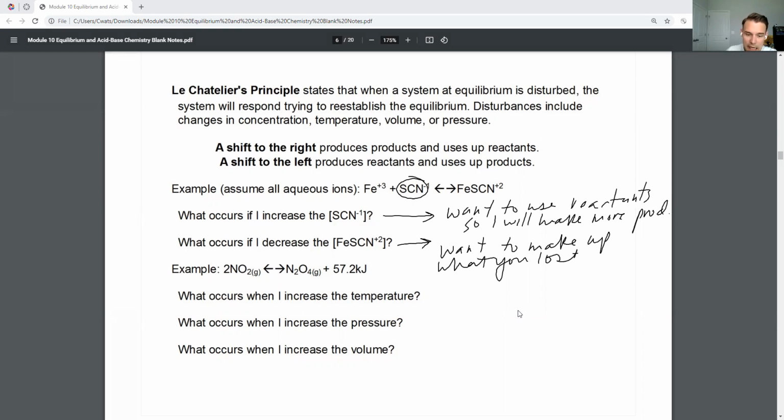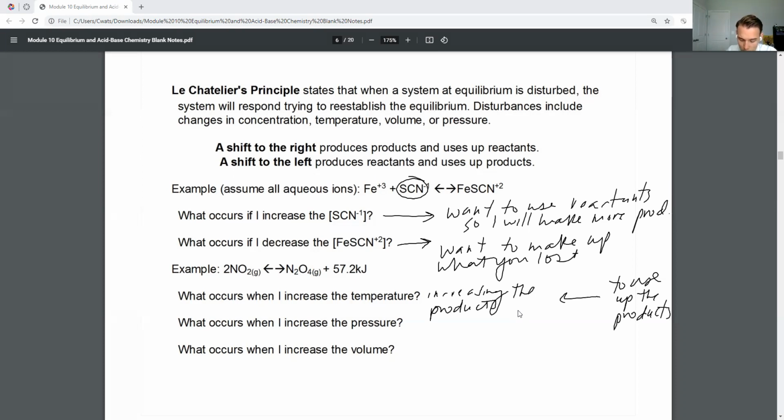This one's different because it has energy here. This is an exothermic reaction because heat energy is going to be a product. So what happens if I increase the temperature? If you increase the temperature, it's like increasing the products. So if I increase the products, I need to shift to the left to use up the products.